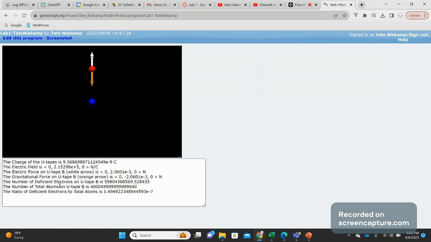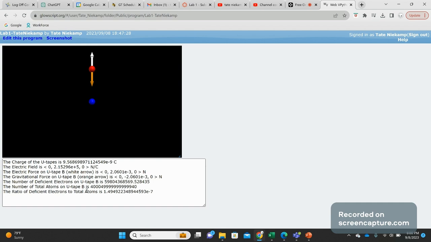Then I need to find the number of deficient electrons on U-tape B. So I did that by taking the charge of the tape and dividing it by the magnitude of an electron's charge, which is about 1.6 times 10 to the negative 19th. So this comes out to be about 5.98 times 10 to the 10th deficient electrons.